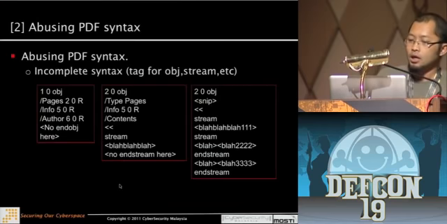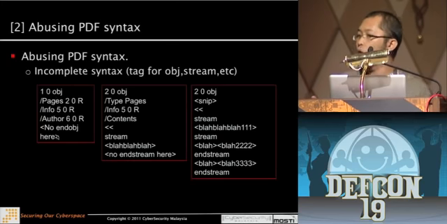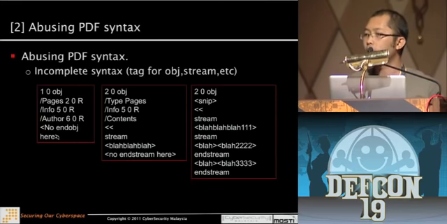Okay. Another thing is, like I mentioned earlier, you can abuse incomplete syntax. For example, like object streams. For example, this is object 1. We start with 1 0 obj. So you pretty much expect it needs to end with endobj. But if you don't have an endobj, that's no problem. Your PDF application will just load it fine. But if you build your own parser, you need to know where to stop.